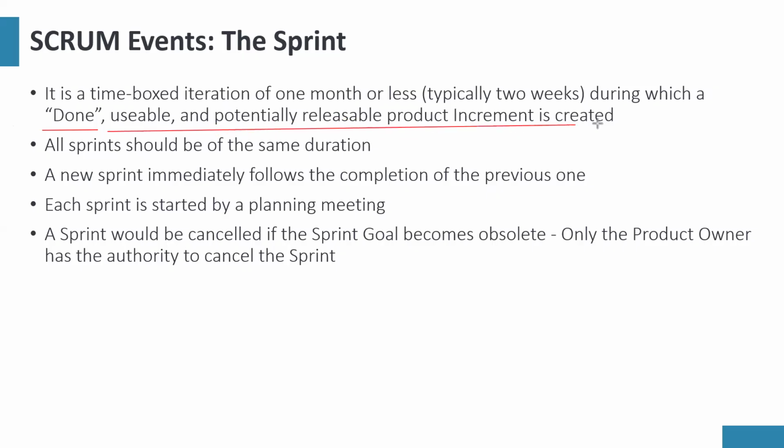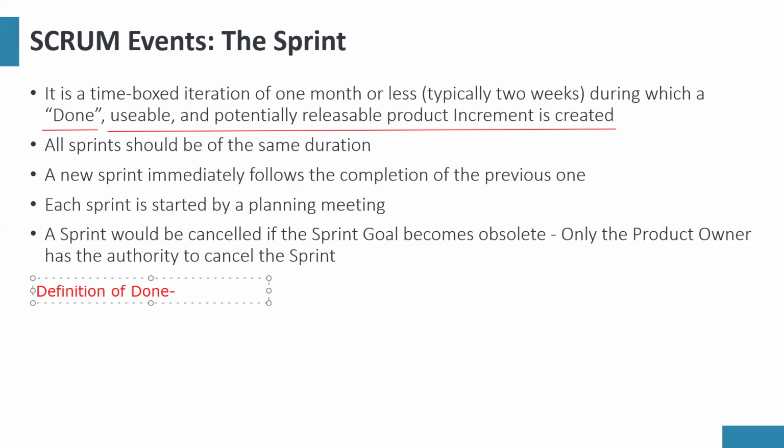Usable and potentially releasable product increment is created. Done means that the product increment or feature has passed through the definition of done. So anytime a feature or product increment has passed through definition of done, we say the item is done. So the question is, what's this definition of done?